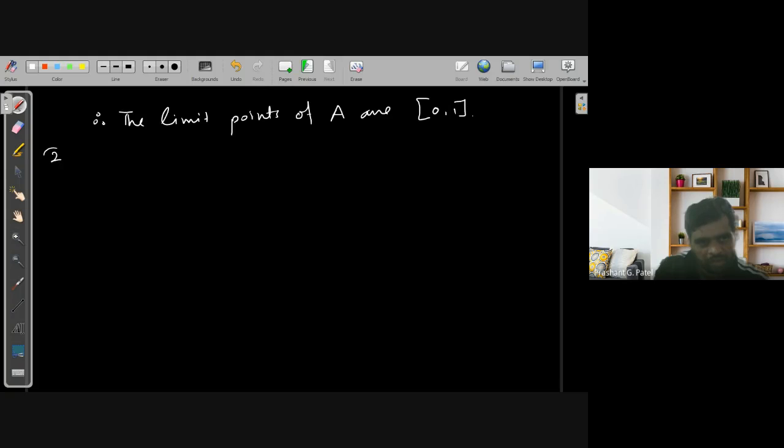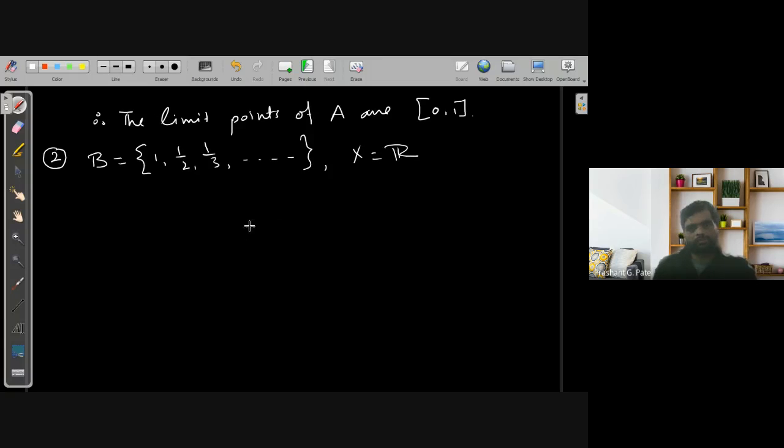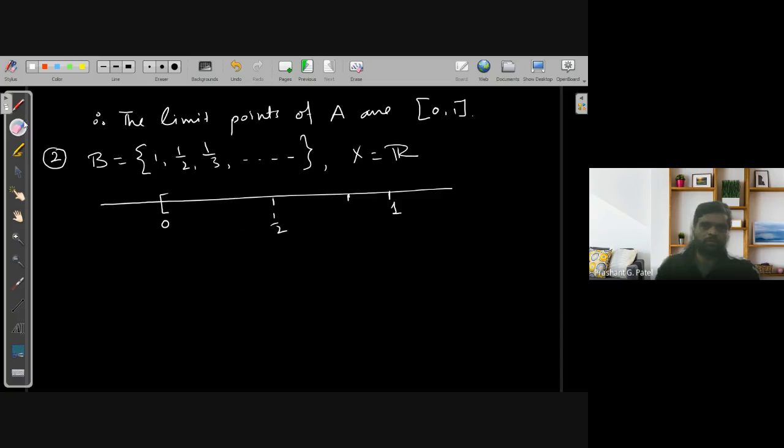Let us take another example, the second. I am saying set B will be 1, 1 by 2, 1 by 3, and so on. Here X is R with the usual metric. What are the limit points of this set? So what will this set be? 0 is not included in this set, but 1 is, 1 by 2 is here, then 1 by 3, and so on.